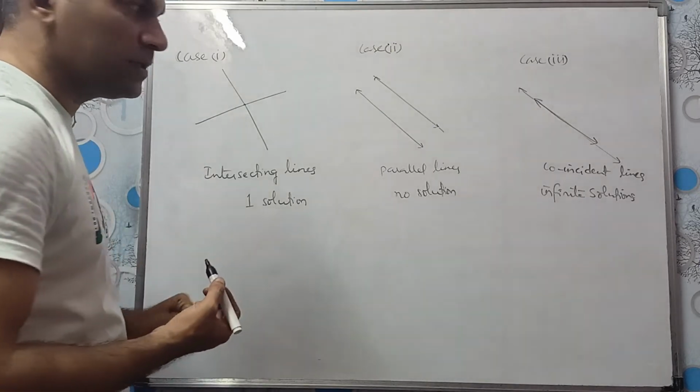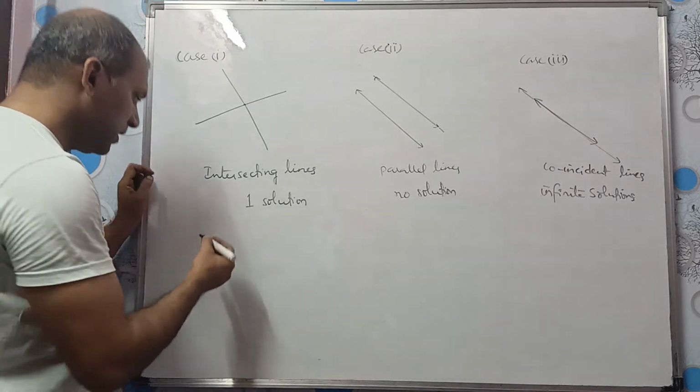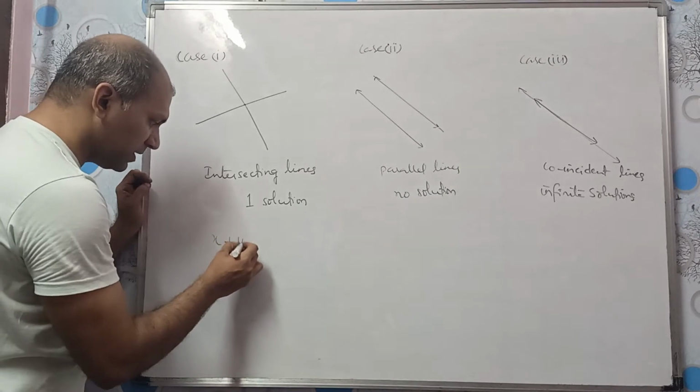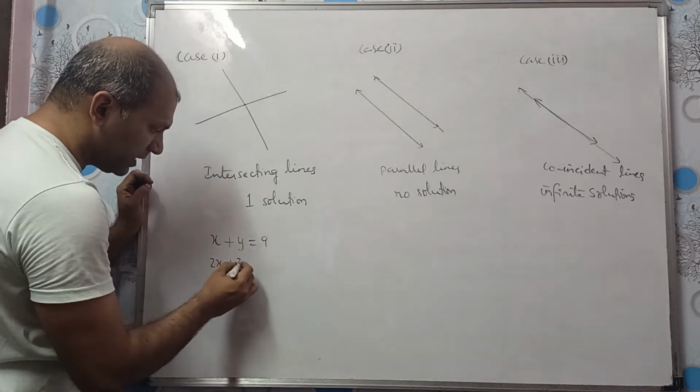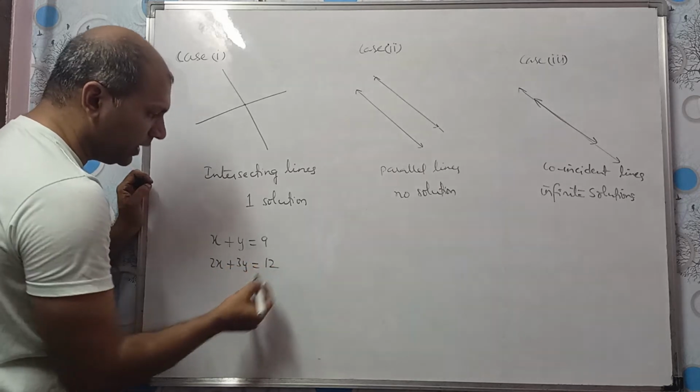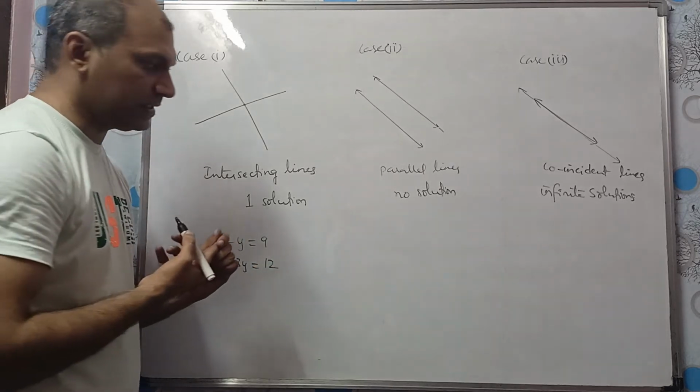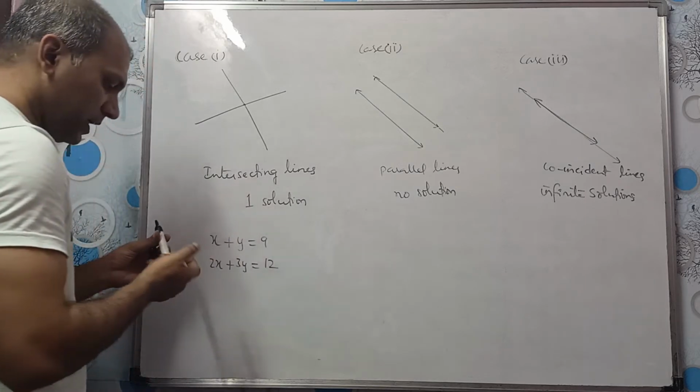Let us take examples of this. See, if you draw the graph of, let us say, x plus y is equal to 9 and 2x plus 3y is equal to, let us say, 12. These two lines will be intersecting lines.